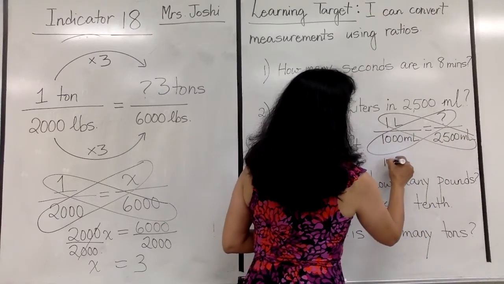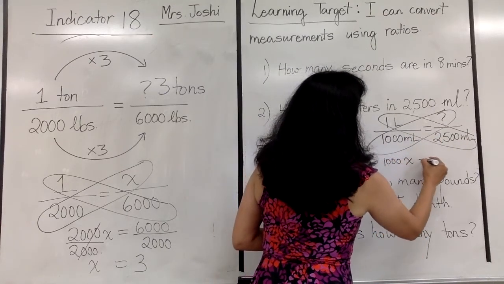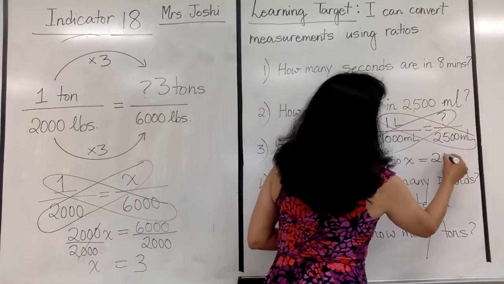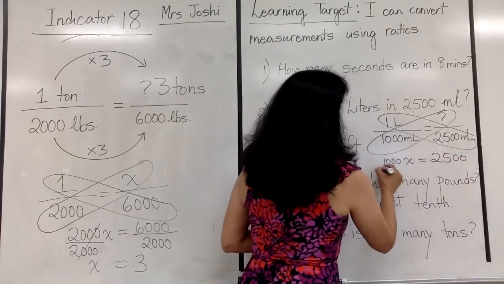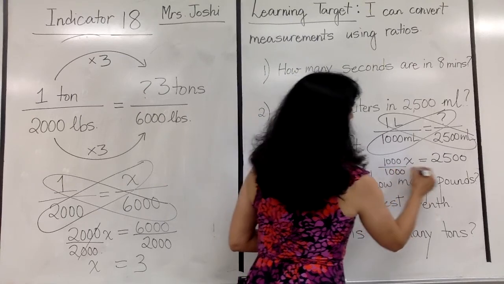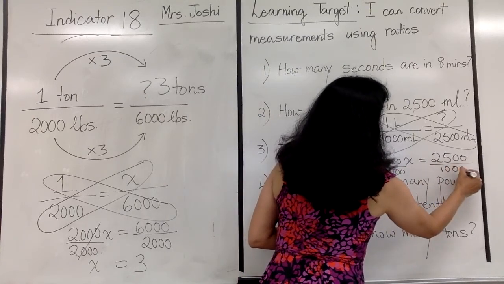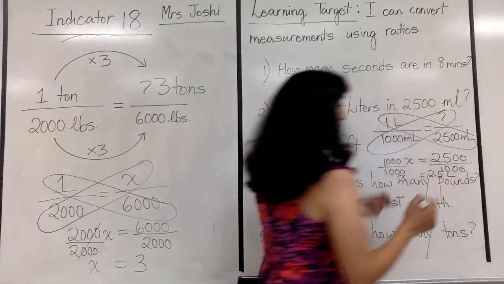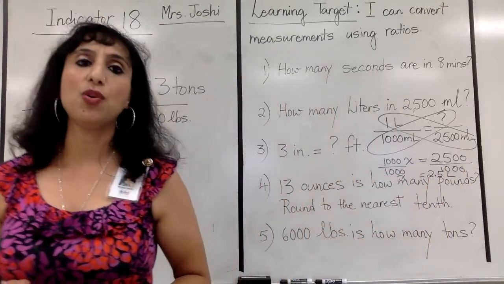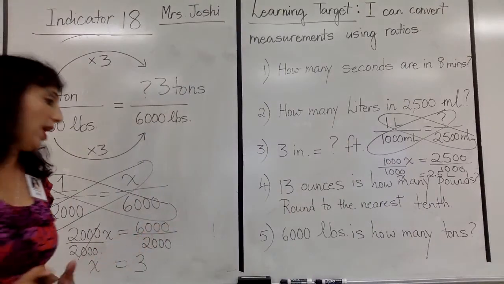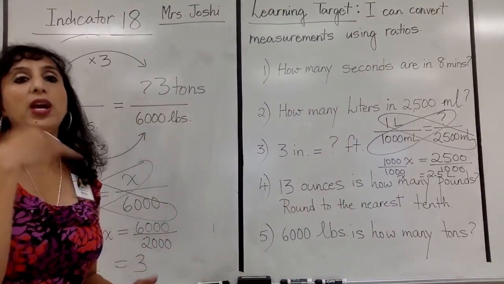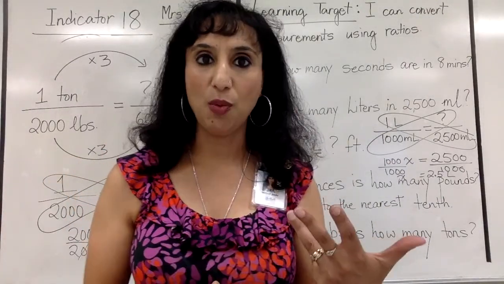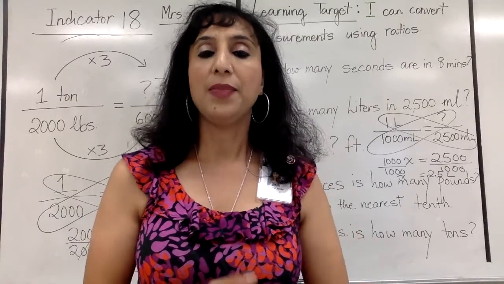Okay, so this would become 1000x is equal to 2500 times 1, which is 2500. Divide both sides by 1000. And so you end up with x is equal to 2 and 5/10 liters. So here's the proportion method. Just want to show that was also an option rather than just going up or down. But up or down makes it so much easier when you're showing the work.